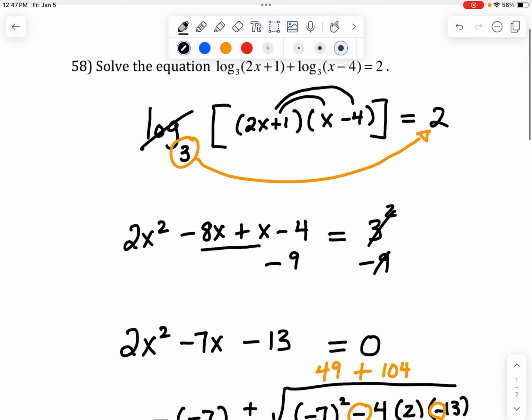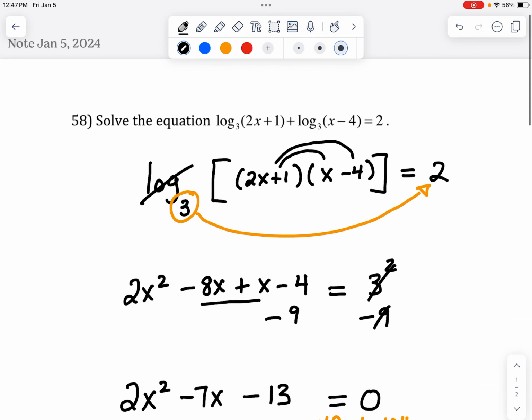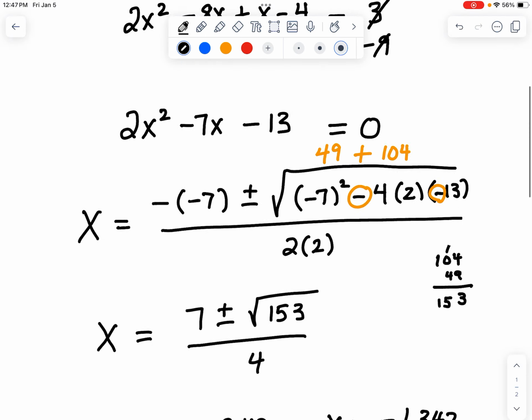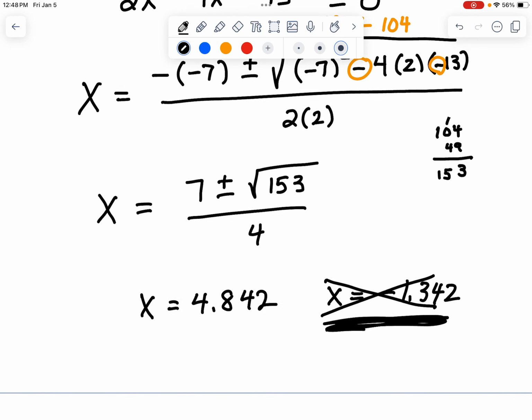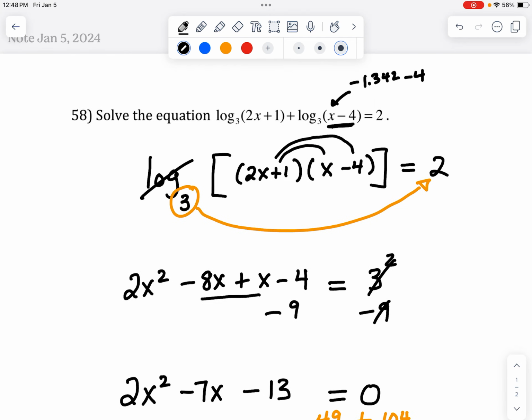Let's see. If x was negative 1.342, then this would be negative 1.342 minus a 4 inside of the logarithm, so that would be negative. So that answer is out. So we just get the positive answer. And then of course I do want to graph it and see, does that seem like it's correct? So I'm going to switch back over to the calculator and see if my answer seems correct.